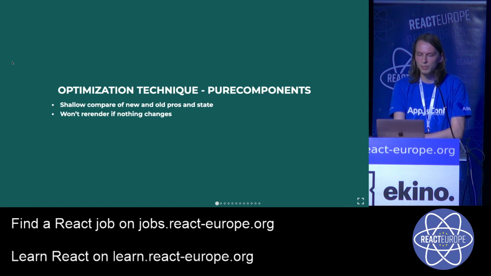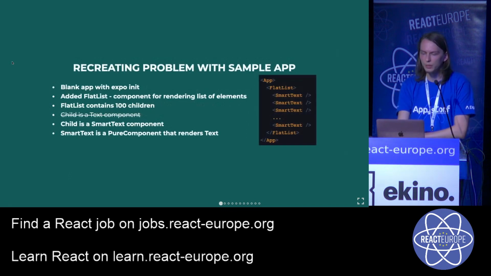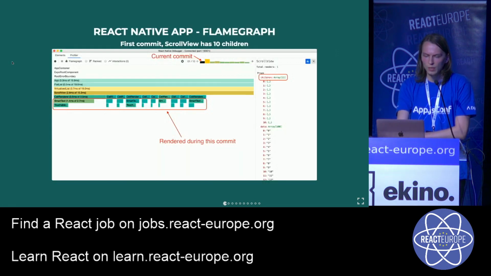So there is an optimization technique which involves using React pure components, where React internally will compare the new and old props and state and won't render if nothing changed. So I replaced that in my example and named it smart text. So on the first commit, nothing really changed.